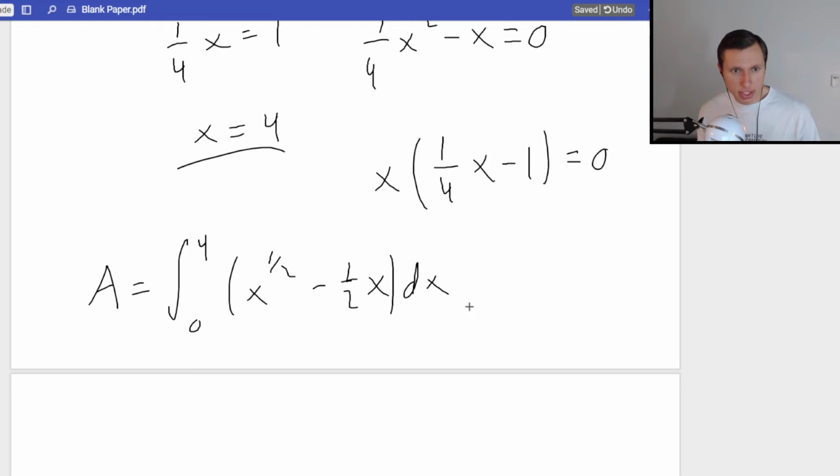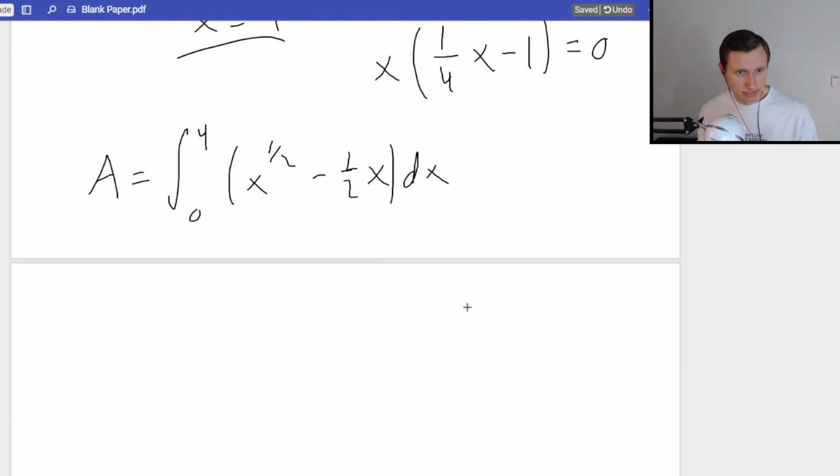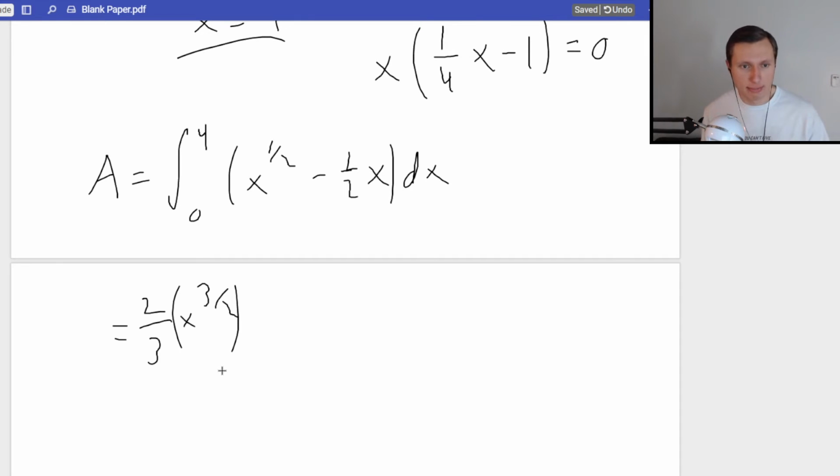Again, it's integral from x1 to x2 of the top minus the bottom function. Great. Now I just need to solve this integral. Same thing we did before. Integral of x to the 1/2. Hopefully you know this already. It's x to the 3/2 divided by 3/2. So actually I'm going to rewrite that as times 2/3, because again, you can do that. I like to do it right away. I don't even write divided by 3/2 because I know I'm going to change it anyway.